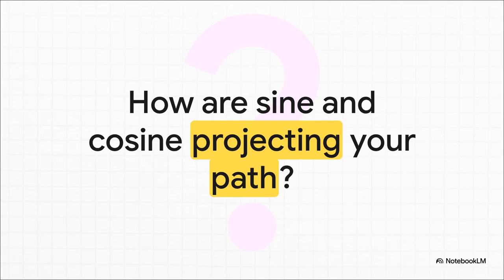It kind of completely changes how you look at navigation, doesn't it? These aren't just frustrating high school math formulas to memorize and forget. They are literally the fundamental coordinates of space and movement. So next time you pull up a map on your phone or you're following a GPS route, ask yourself, how are sine and cosine projecting your path right in that exact moment? Keep that spatial awareness with you, and I promise, the math will absolutely never look the same again.